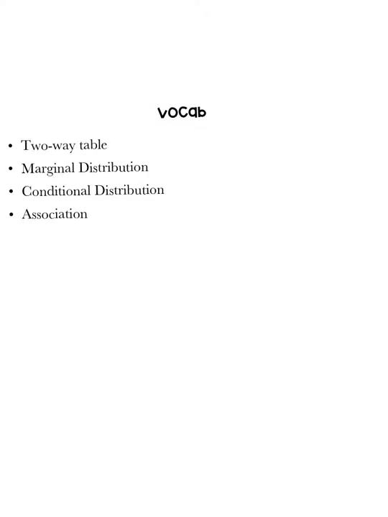The amount of vocabulary today is pretty minimal. We have four vocabulary words: two-way table, marginal distribution, conditional distribution, and then association.